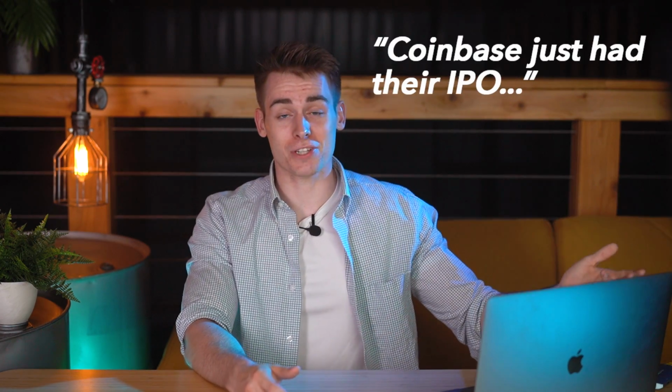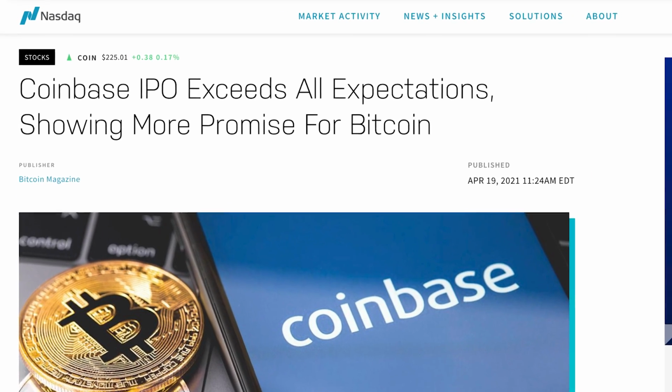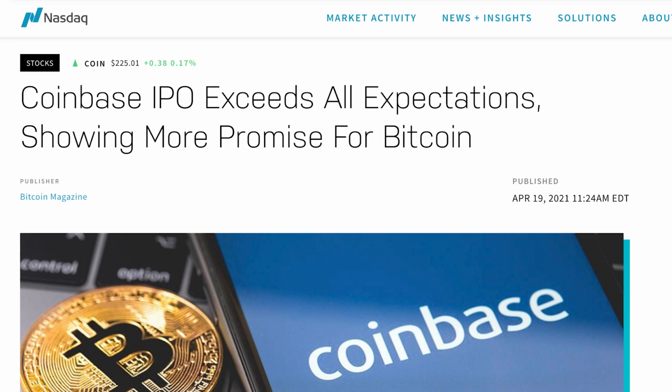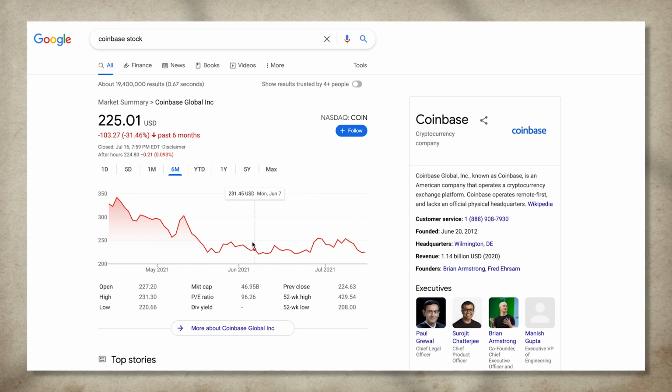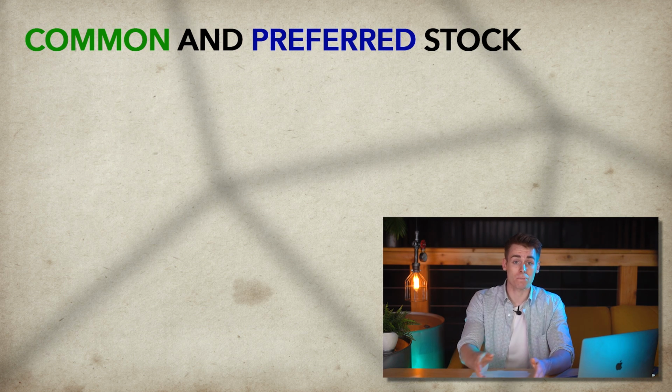So when you hear something like Coinbase just IPO'd, which actually did happen a few months ago, that means that Coinbase, which is a cryptocurrency company, is now officially a public company, and you can go on the stock market, they're listed there, and you can buy Coinbase stock. Make sense? Now, under that umbrella of stock, you actually have many different categories of stock. You've got value stocks, cyclical stocks, growth stocks, blue chip stocks, and there's many others. Most of these we're not going to be discussing in today's video, but there are two that I feel are important to understand going forward, and that's common stock and preferred stock.